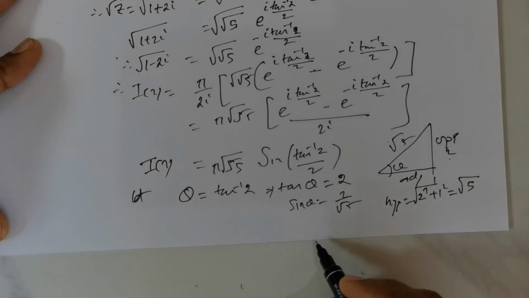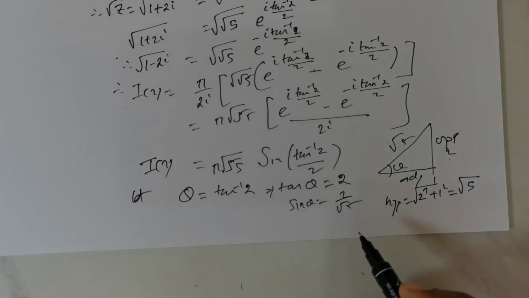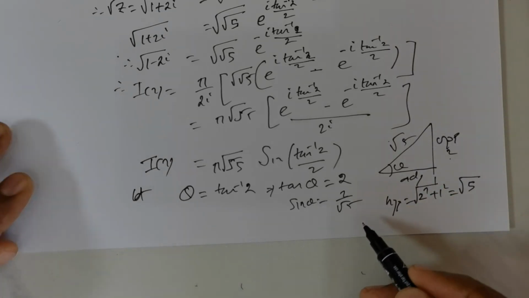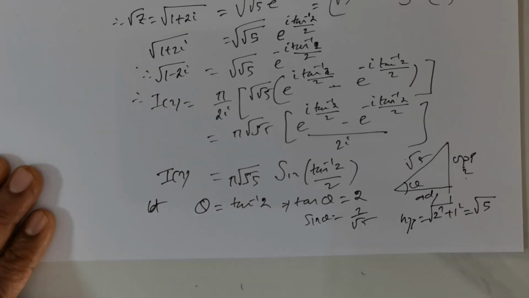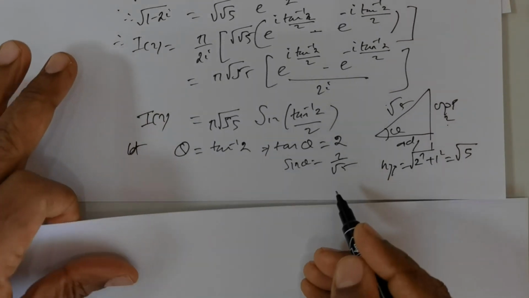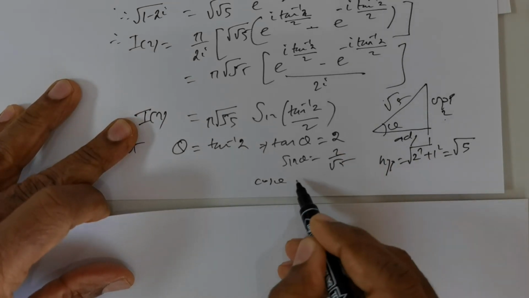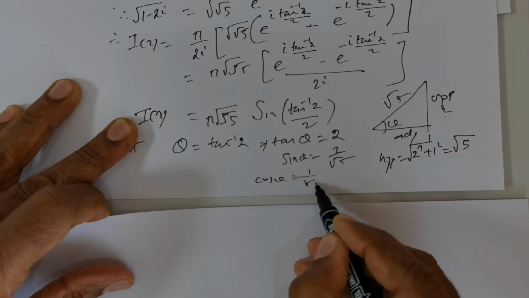my cos theta value, I can extract the value of cos theta, right? And that would be the adjacent side. That's easily got. So let me do that. Now also from here we know cos theta. Cos theta is going to be adjacent over hypotenuse, so it's going to be 1 over root 5.